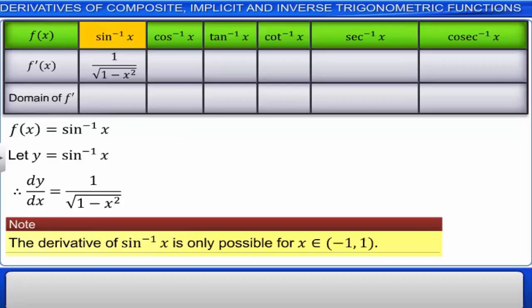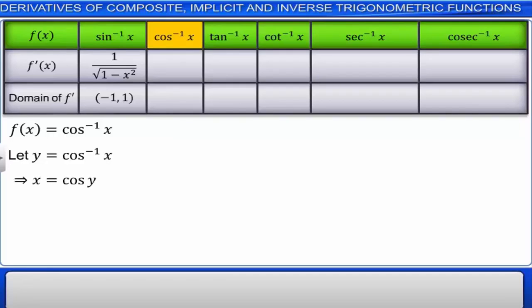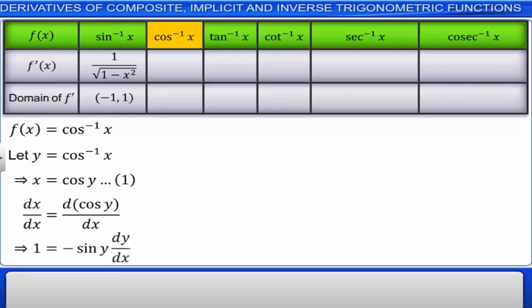Next, let us find the derivative of f of x is equal to cos inverse x. Let y be equal to cos inverse x. This can also be written as x is equal to cos y. Let this be equation 1. Now, let's differentiate both the sides with respect to x. We know that the derivative of cos y with respect to x is equal to minus sin y into dy by dx.